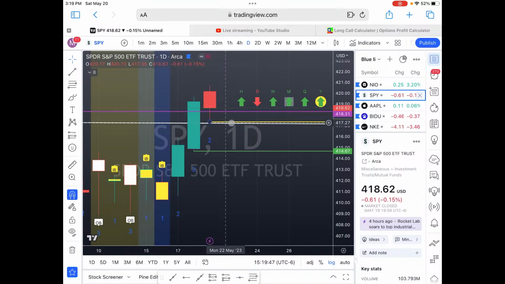Okay, so for us, we have this 2-up red. Probability is telling me that we're looking to trend back to the downside. So we put our triggers at 417.35, and then our targets just go to the lows of the preceding wicks.